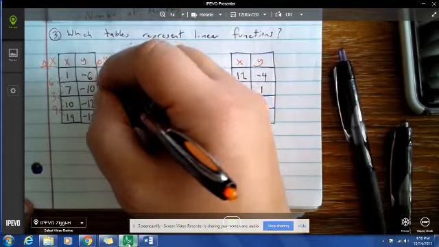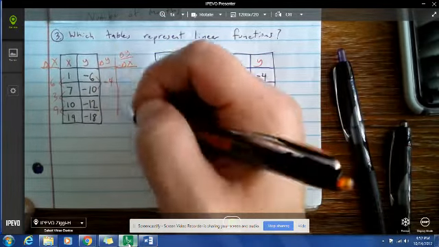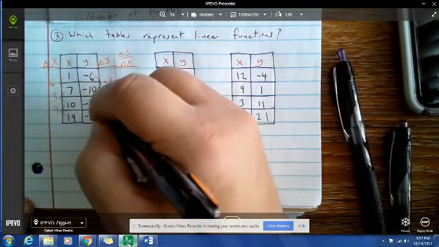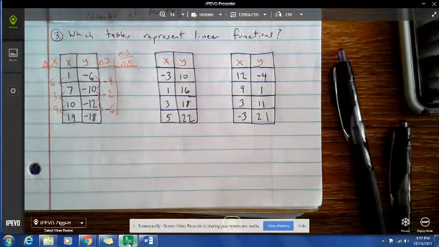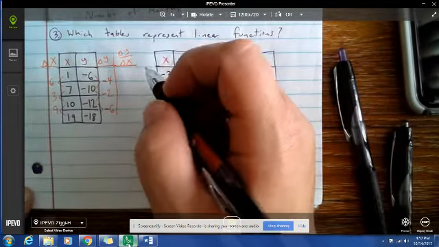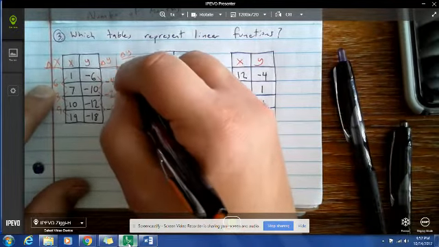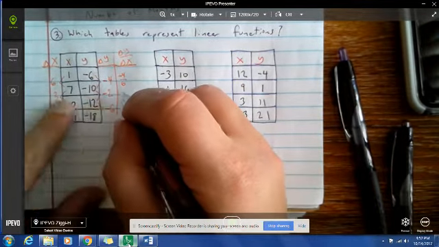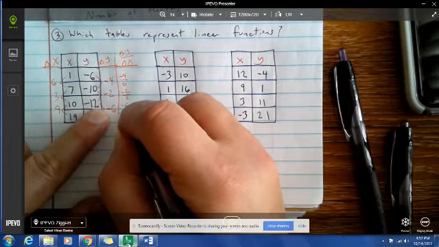All right, now let's look at the change in y. So from negative 6 to negative 10, we are subtracting 4. To get from negative 10 to negative 12, we're subtracting 2. And to get from negative 12 to negative 18, we're subtracting 6. So in other words, now it's change in y over change in x. So that's negative 4 over 6. Here it's negative 2 over 3. And here it's negative 6 over 9.